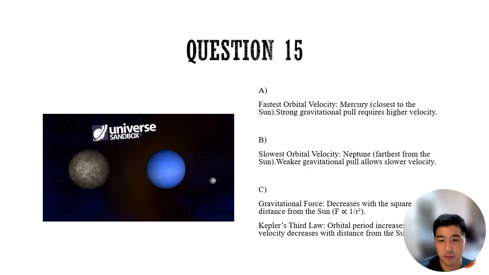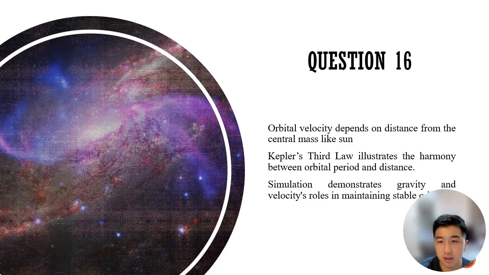Question 15a: Mercury has the fastest orbital velocity because it's closest to the sun. Question B: Neptune has the slowest orbital velocity because it is the farthest from the sun, experiencing a weaker gravitational pull. Part C: the differences in orbital velocity are explained by gravitational force, which decreases with the square of the distance, and by Kepler's third law: as distance increases, the orbital period increases and the velocity decreases.